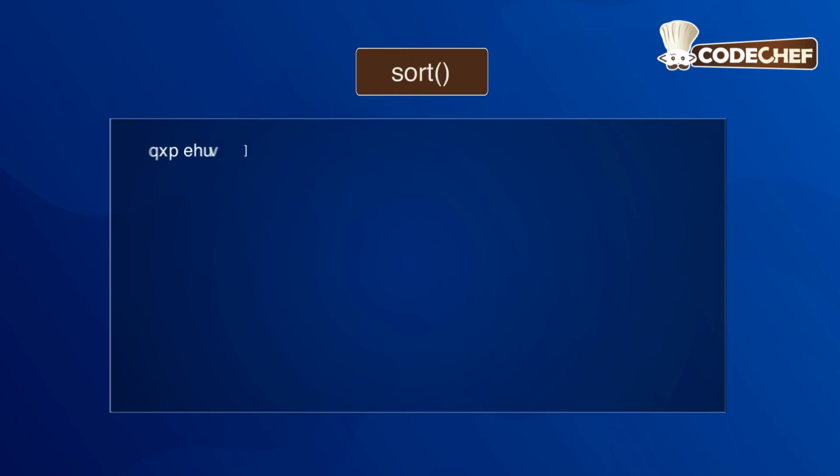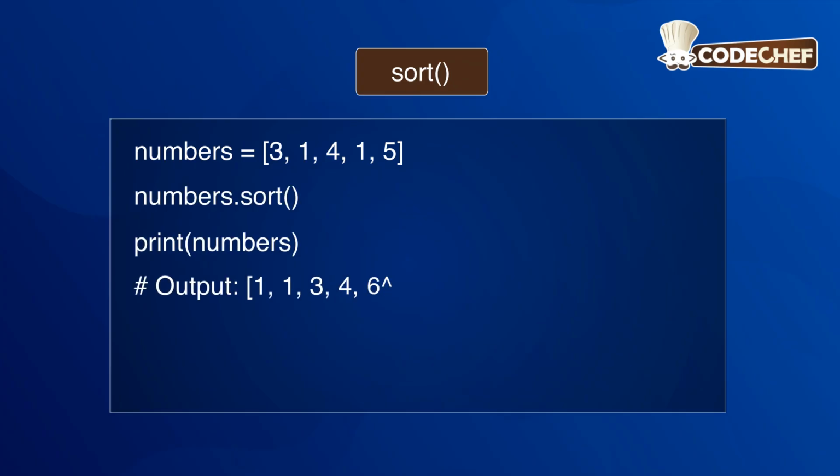The .sort method is used to sort the items in a list in place. By default, it sorts in ascending, smallest to largest order. In this example, when we call numbers.sort(), Python rearranges the items in the numbers list directly, from smallest to largest. This method doesn't create a new list. It modifies the original list in place.